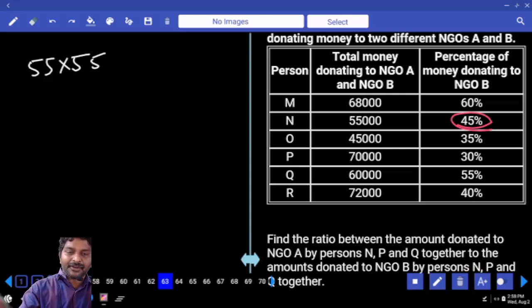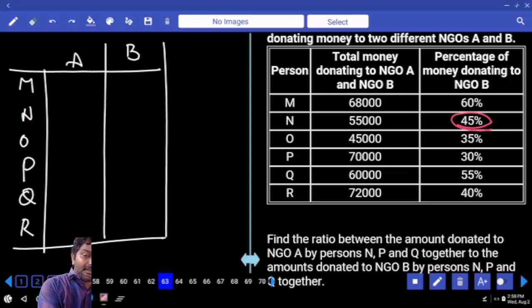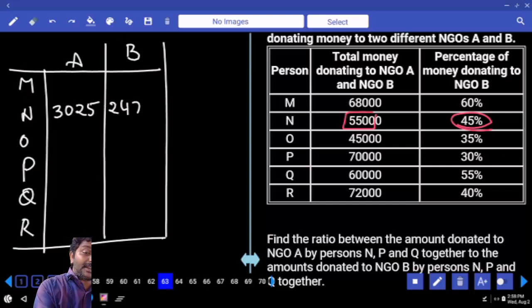Right. Then female are 45%. That is 45 into 55 only. This is 55 square. 55 square. 30, so here it is 30, 25. Yes. Now 30, 25 subtracted from 5,500. That's what you can do. Otherwise 50 minus 5, 50 plus 5, 50 square minus 5 square, 2,500 minus 25, 2,475. Followed.